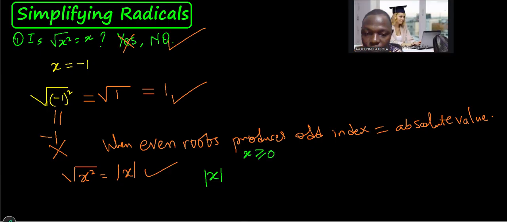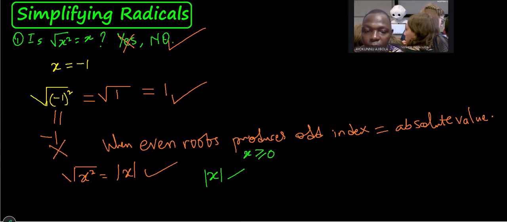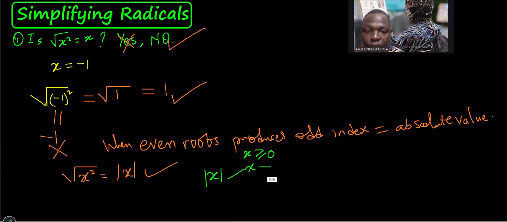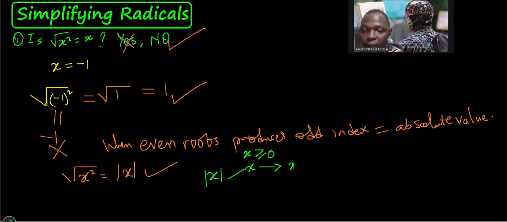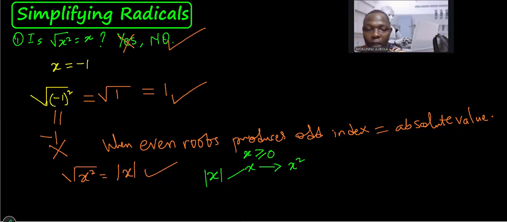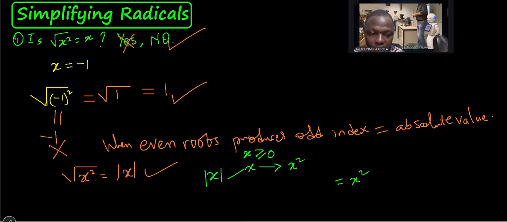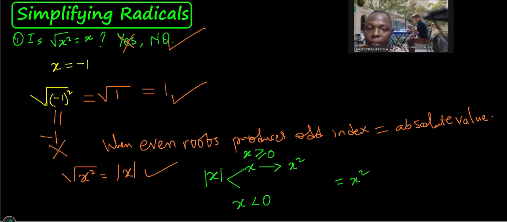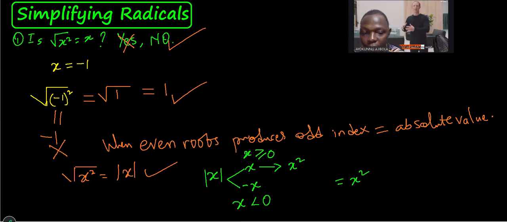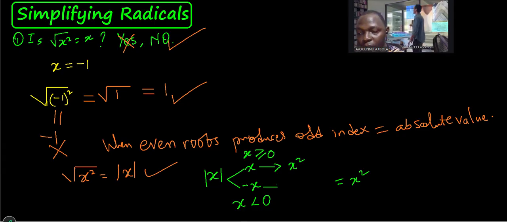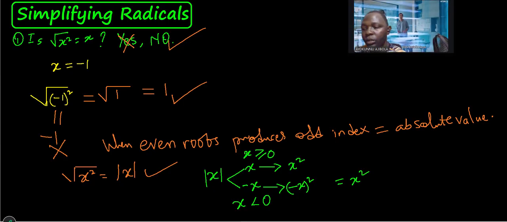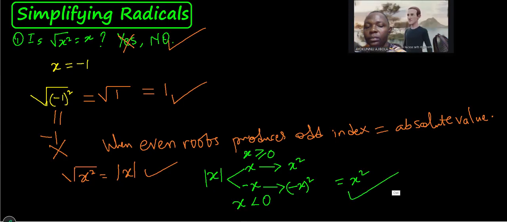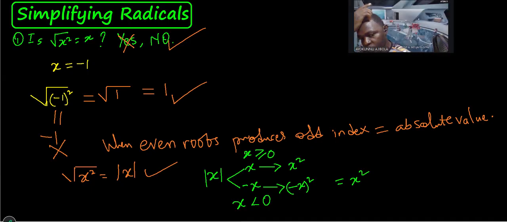For example, if x is greater than or equal to 0, then from here we have our x, which when we square x, we still have x squared. Then if x is less than 0, then we have a negative number. Then if we square a negative number, it's still going to give us a positive. Is that clear?